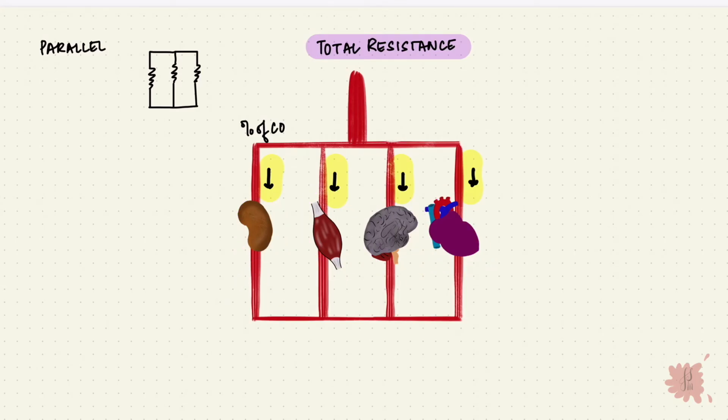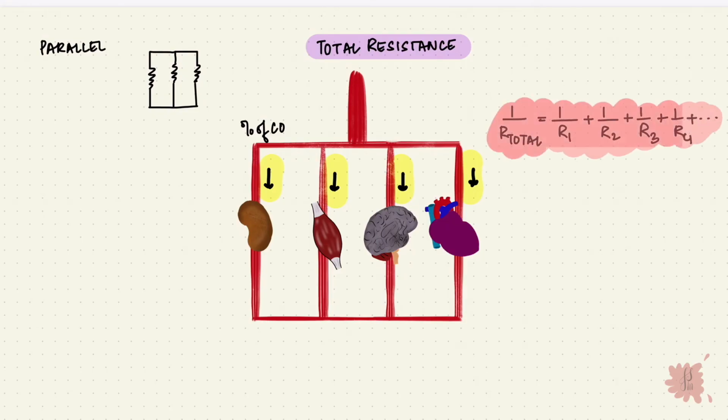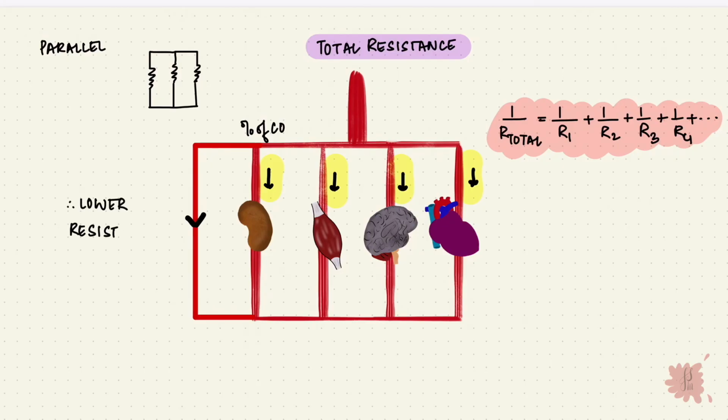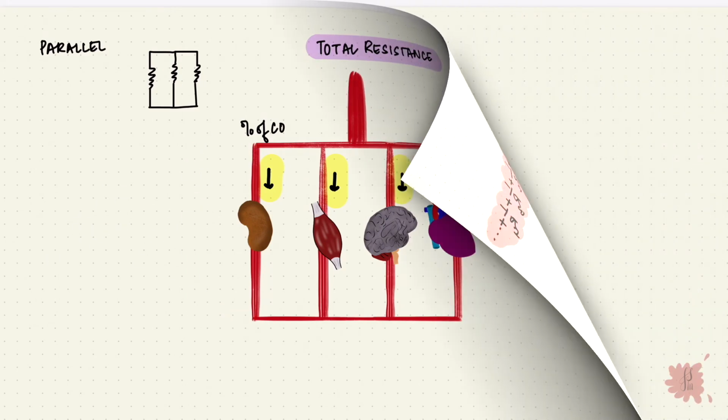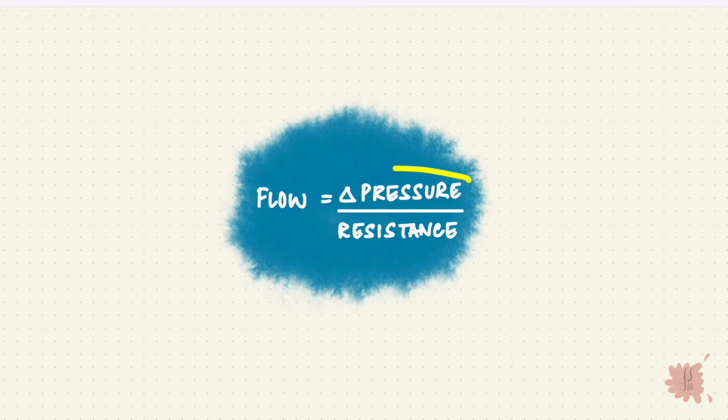So this is calculated as 1 over the total resistance is equal to 1 over R1 plus 1 over R2, and so on, depending on how many paths there are. Now, if there's an additional path, the resistance will reduce further because there's an extra path for blood to flow. If there's one lesser path, there's more resistance. So we're done with flow and resistance, and in part 3, we're going to talk about pressure.